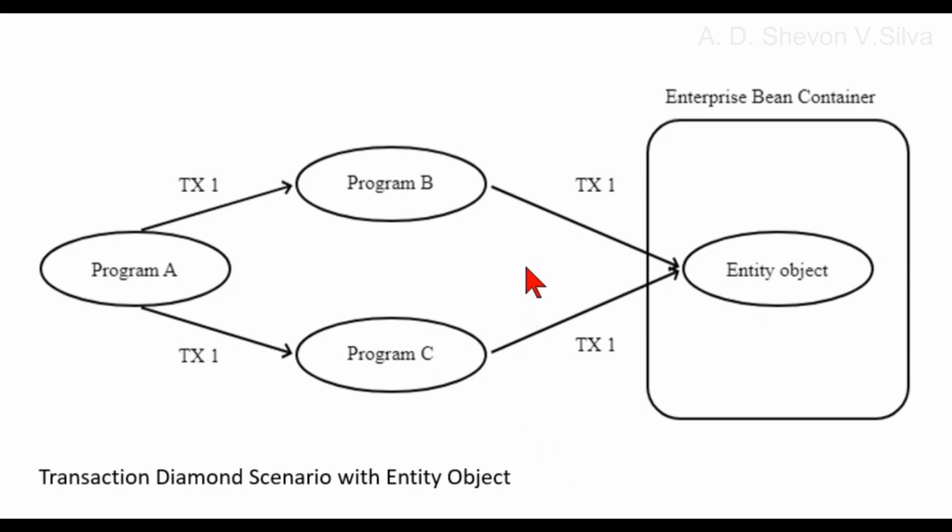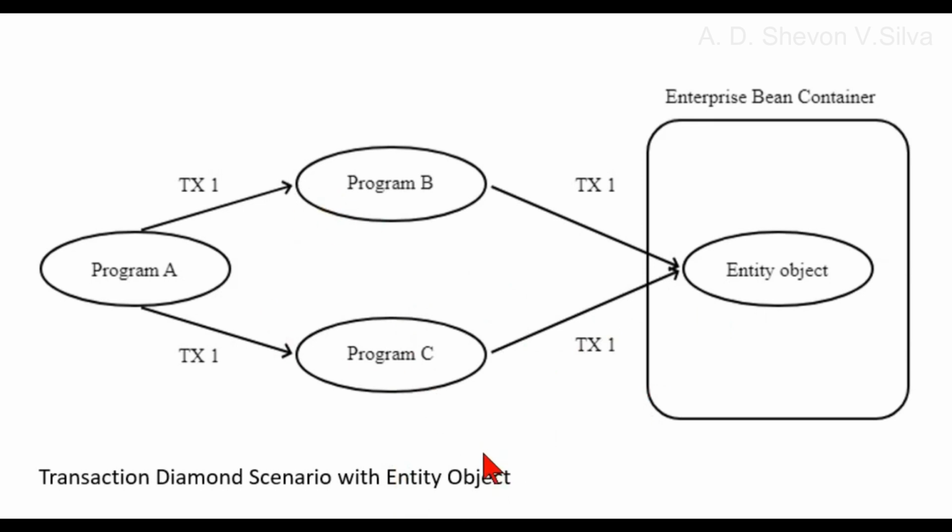and both B and C need to access the same object in the same transaction, the issue is how the container can make it possible for B and C to see a consistent state of the entity object within the same transaction. The example here illustrates a simple diamond.